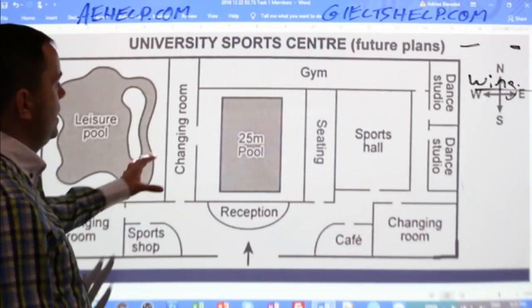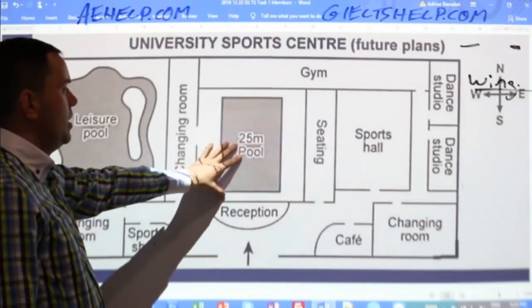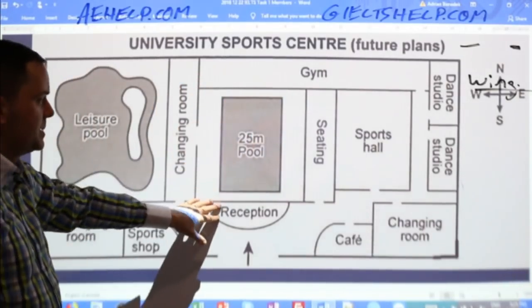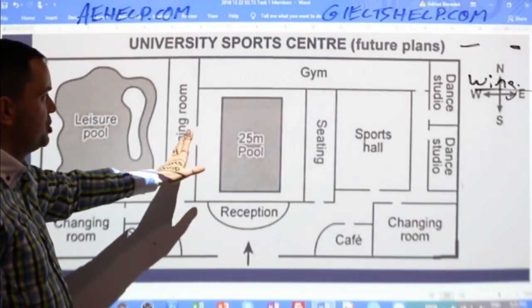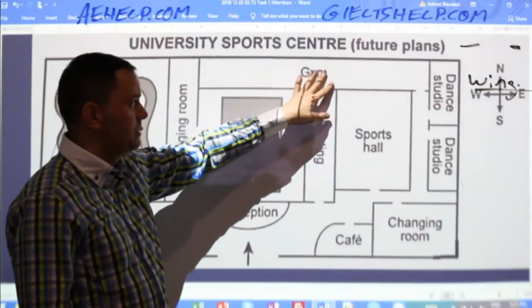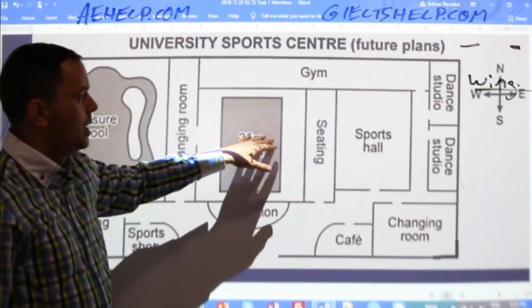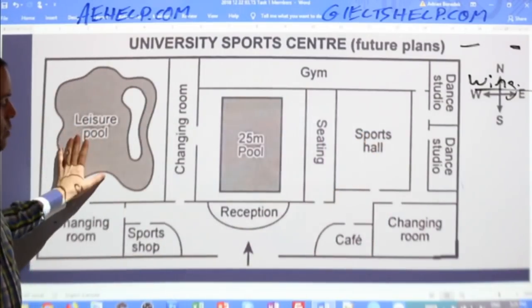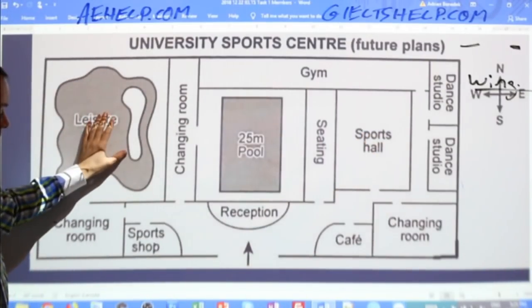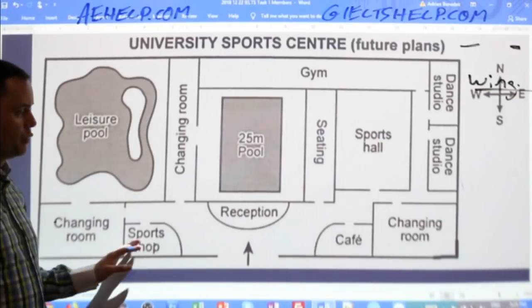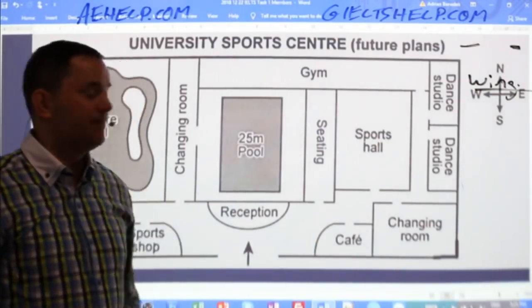However, the center of the building remains fairly similar. So you have the reception, you have that pool, you have the changing room. The gym looks like it's getting an expansion. It's being enlarged, and the seating is still there. But the left wing and the right wing change significantly, and also the south wing. It has the additions of the sports shop and the cafe. Okay?